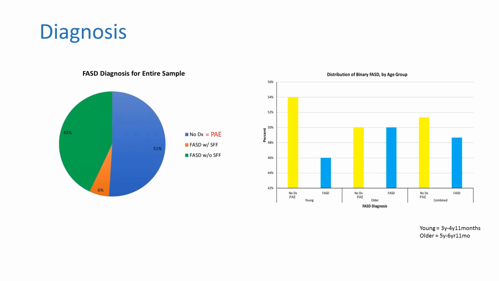When you look at the second graph, we divided the kids into young preschoolers and older preschoolers. You can see that this changes over time, in the sense that when they get a little bit older, we're making that diagnosis a little bit more, because I think we can assess more things. And when you look at them combined, there are still a few more with no diagnosis versus FASD.